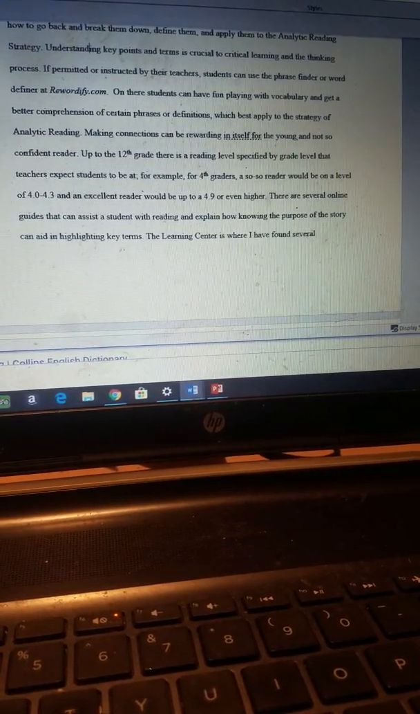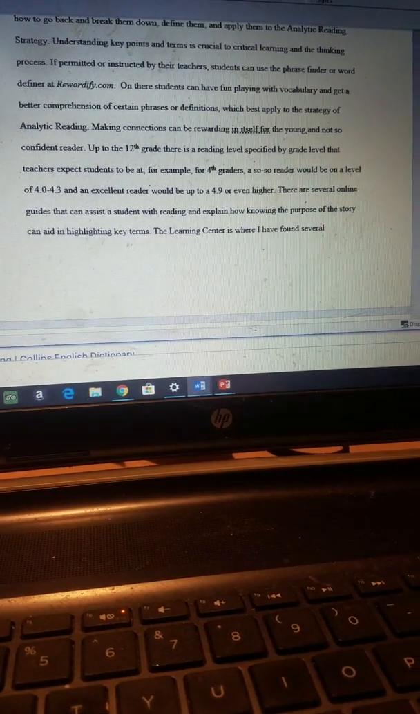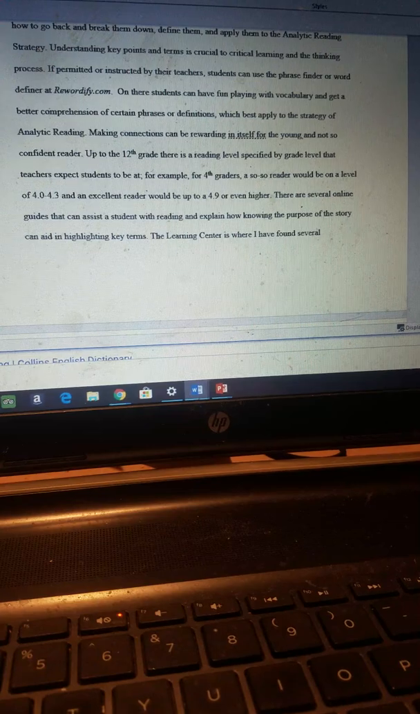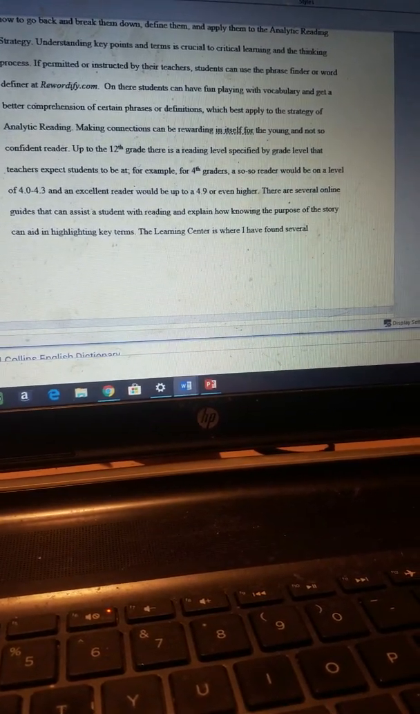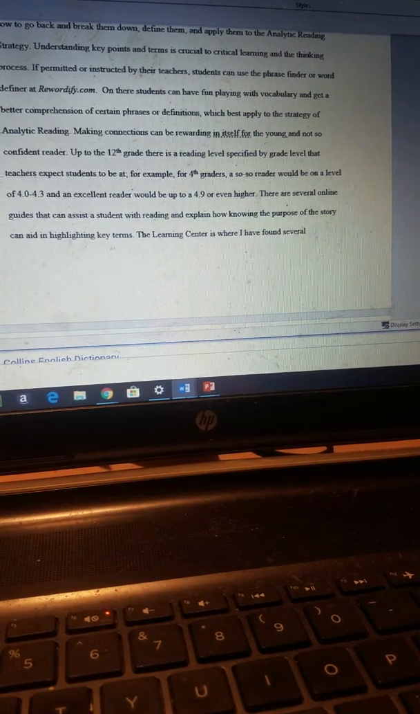Understanding key points and terms is crucial to the critical learning and thinking process. If permitted or instructed by their teachers, students can use the phrase finder or word definer at rewordify.com. On there, students can have fun playing with vocabulary and get a better comprehension of certain phrases or definitions, which best applies to the strategy of analytic reading. Making connections can be rewarding in itself for the young and not so confident reader.